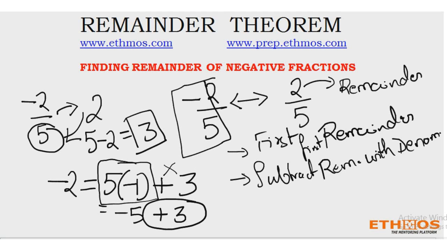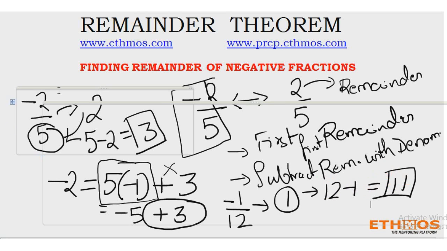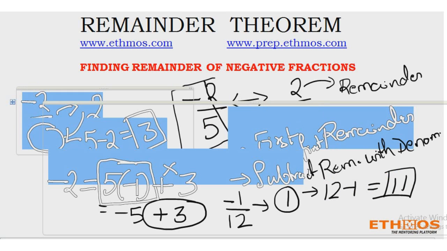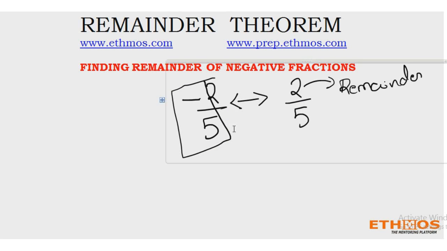One more example we'll take. Suppose we have got minus 1 upon 12. Had there been no negative sign, the remainder would have been 1. But since there is a negative sign, we have to subtract it from the denominator. So the remainder will be 12 minus 1 is equal to 11. So 11 will be the remainder. This is how you find the remainders if you have got a negative number given.